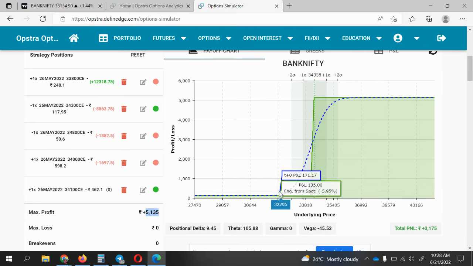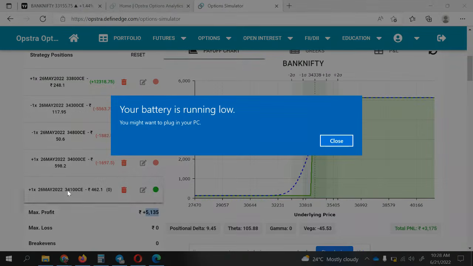If you want to have more profit on this, I would say just play around with this strike. You can go for 34,200 and see how the payoff looks. See, you can go until 34,300 because our sold position is 34,300. Just give it a try by going for 34,300, 34,100.